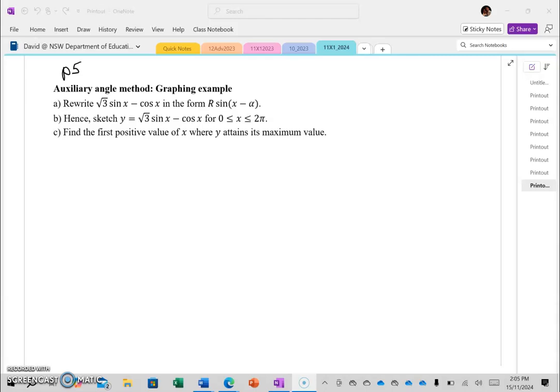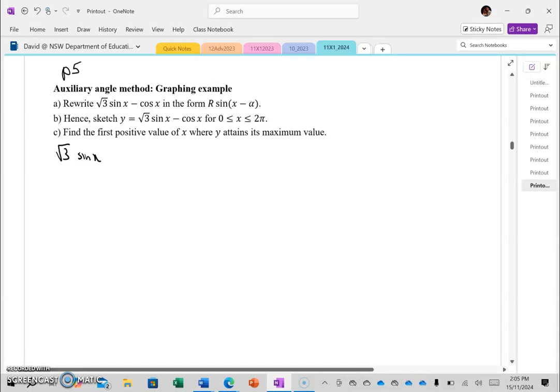Which is the case here, and they're getting us to rewrite this in the form r sine x minus alpha. So first step is to write root 3 sine x minus cos x is equal to r sine x minus alpha. Now we're going to expand the sine x minus alpha. That's going to be sine of the first, cos of the second, and then I'm going to straight away multiply the r out, so it's going to be minus another r, and now this time it's cos of the first, sine of the second. So that's just me expanding that sine x minus alpha and also distributing that r for each term.